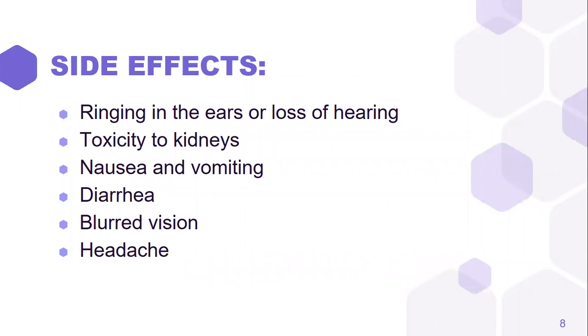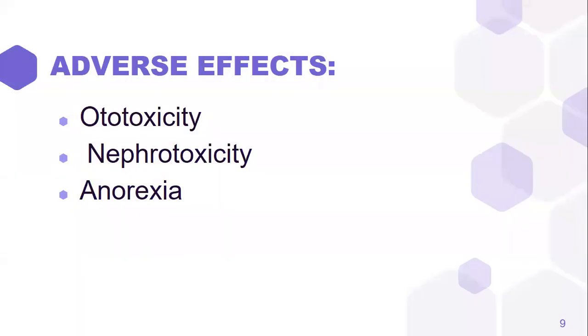Side effects associated with kanamycin are ringing in the ears or loss of hearing, toxicity to kidneys, nausea and vomiting, diarrhea, blurred vision, headache. Adverse effects may be ototoxicity, nephrotoxicity, and anorexia.